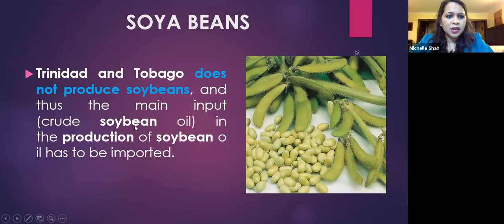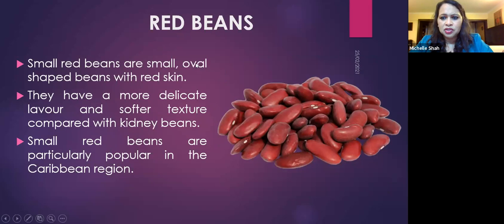So soya beans in Trinidad, we don't have them growing here, and the main input for crude soybean oil in the production of soybean must be imported in that case. But this is the appearance of the soya bean. It is cream in color, and it has the green pod similar to our regular bodhi and other legumes in Trinidad. Then we have the red beans also, which are not grown here in Trinidad.